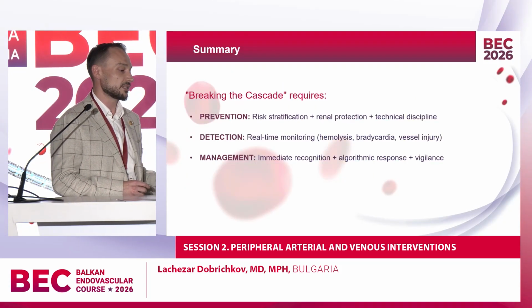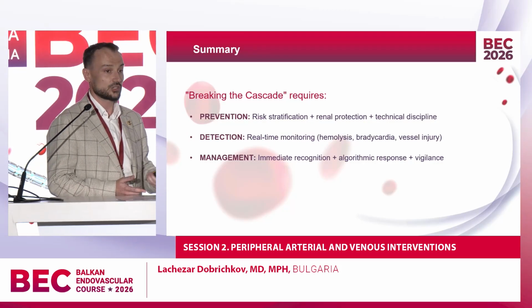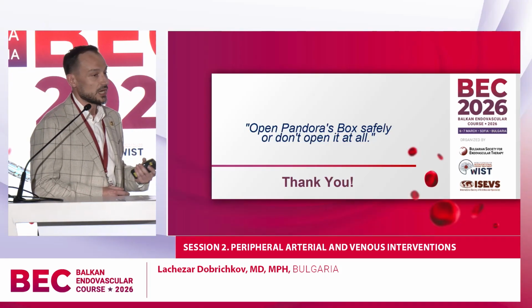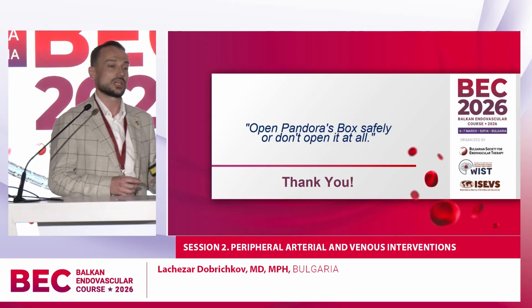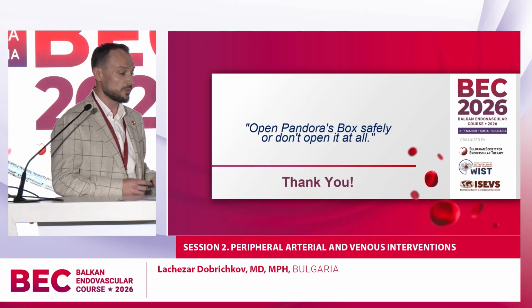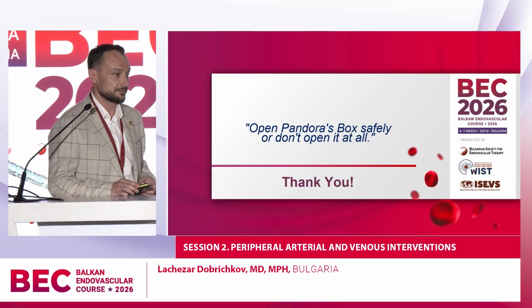So breaking the cascade requires first prevention, detection of the underlying issue, and proper management. So if you decide to use AngioJet for peripheral arterial thrombectomy, and if you decide to open Pandora's box, please do it safely or don't open it at all. Thank you.